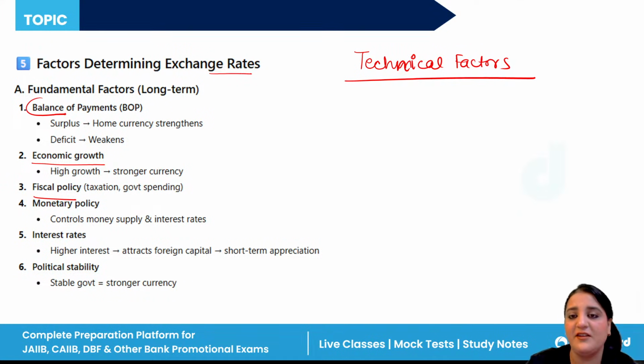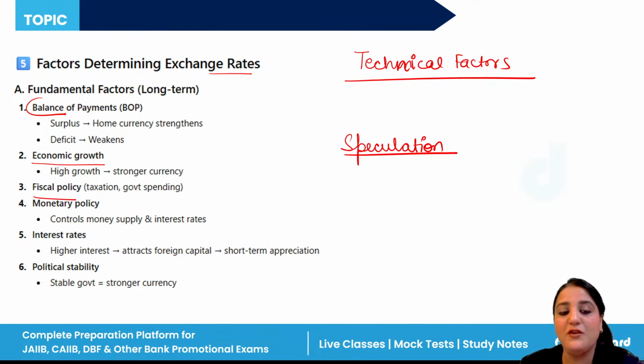But the third factor we have is speculation. And what is speculation? The speculation factor, you can say, is buying and selling based on expected movement. It adds liquidity, and it can cause short term volatility, right? So speculation is related to buying and selling based on expected movement. It adds liquidity. This is also one of the factors.